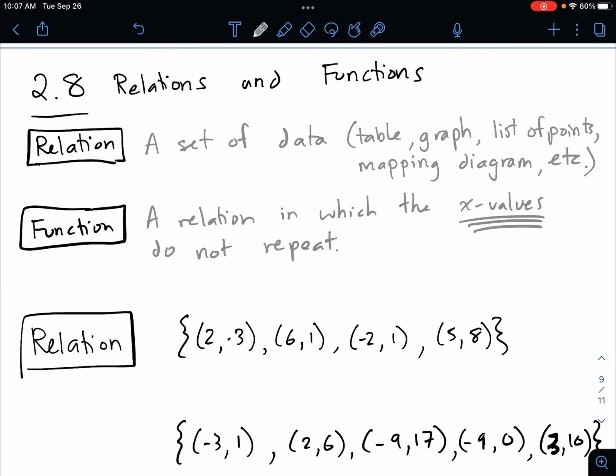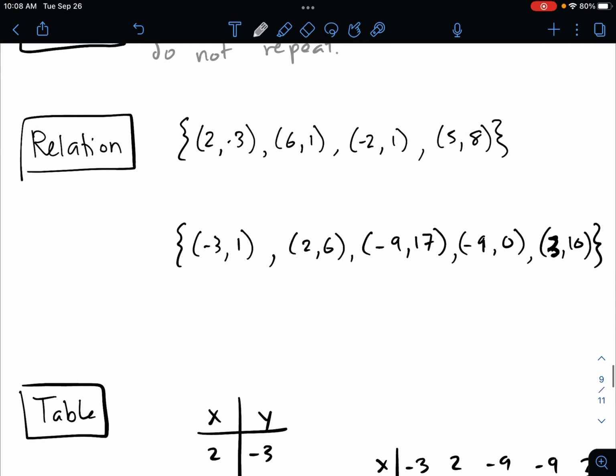And then a function is a relation. So again, we're taking this data, but this data is not allowed to have any x values repeated, okay? If there's any x values that are repeated, it is not a function. We don't care about the y values. The y values can repeat or not repeat. It doesn't even matter. But if the x values repeat, then it is not a function.